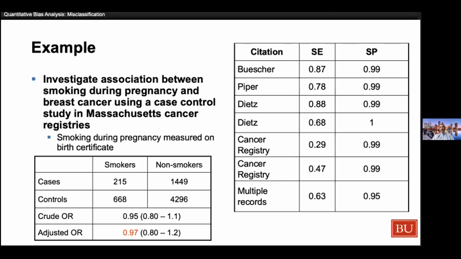And there's been a lot of validation studies done on these data collection methods. And you can see that in these various different studies, and these were done in various different ways, the specificity is always near one, right? Very few women say that they smoked during pregnancy when they didn't, but sensitivity can be quite low. In fact, in some cases, it's as low as 30%. For the moment, let's pretend that this was the true underlying sensitivity and specificity. So it's 78% sensitivity and 99% specificity.